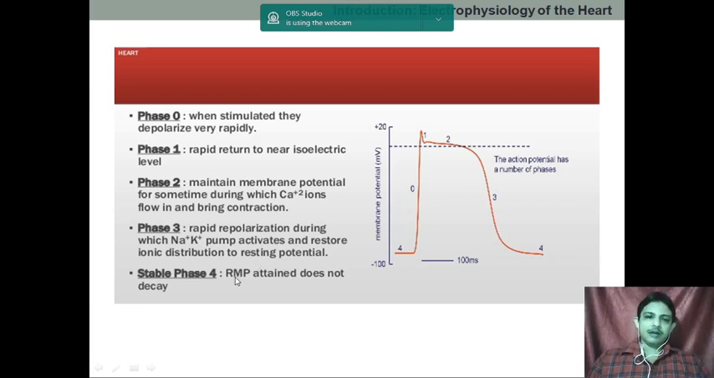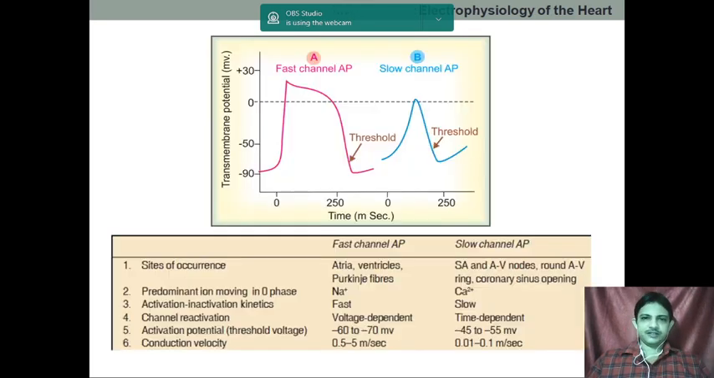And then that is the RMP, the resting membrane potential, which is attained and does not decay. So this is about the general action potential. But of course, whenever we talk about the heart, we will see the different parts of the heart, for example the SA node and AV node, and what the difference is. Now here we are talking about fast action potential and slow action potential. So you can find out the difference between the fast action potential and the slow action potential.